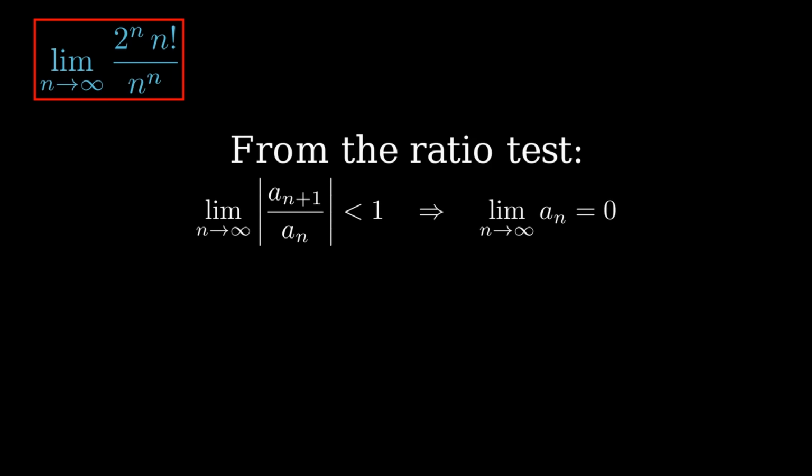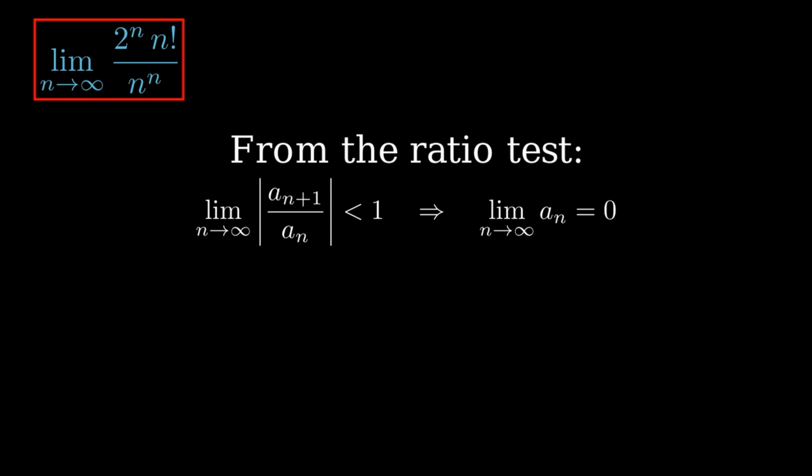What we're going to do is recall the ratio test. The ratio test says that if the limit as n goes to infinity of the following ratio is less than 1, this implies that the limit as n goes to infinity of the sequence a sub n is equal to 0.